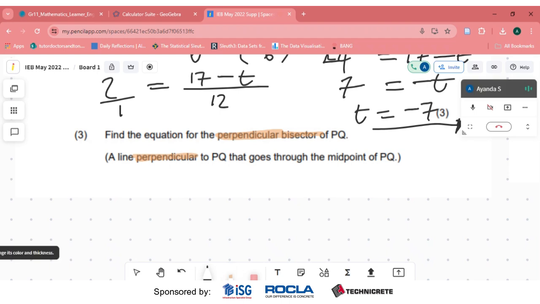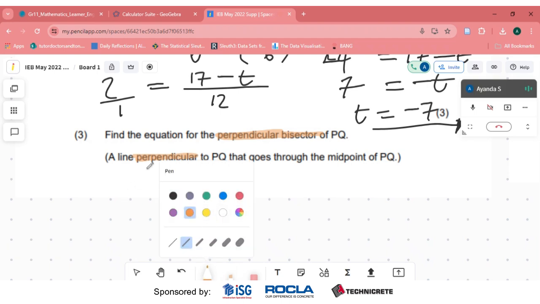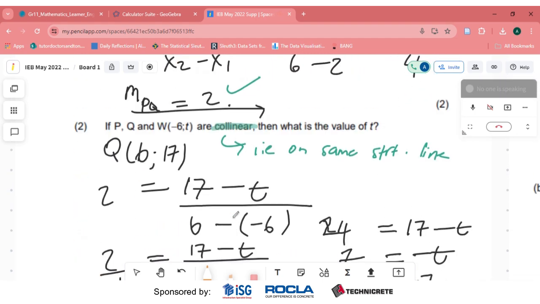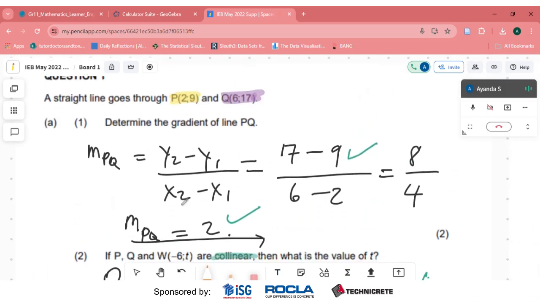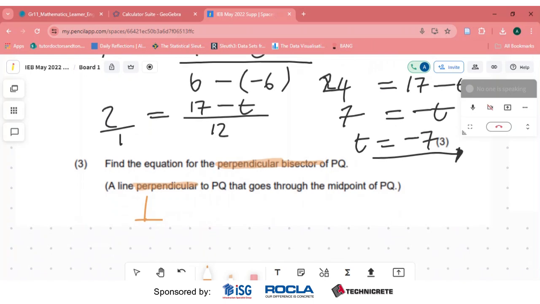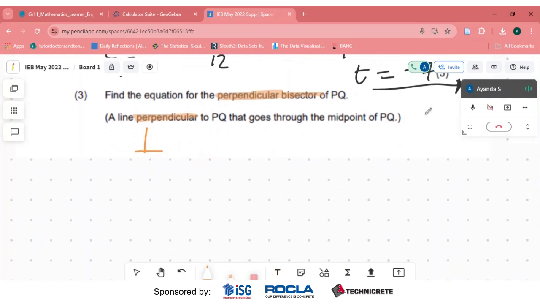A line that's perpendicular, we know, is a line that lies at 90 degrees. So it's a line that is at 90 degrees with PQ, which is the line between these 2 points that we were given earlier. That goes through the midpoint of PQ. Interesting.